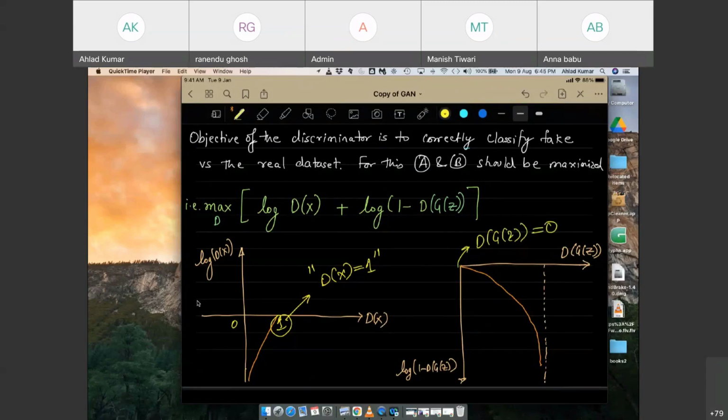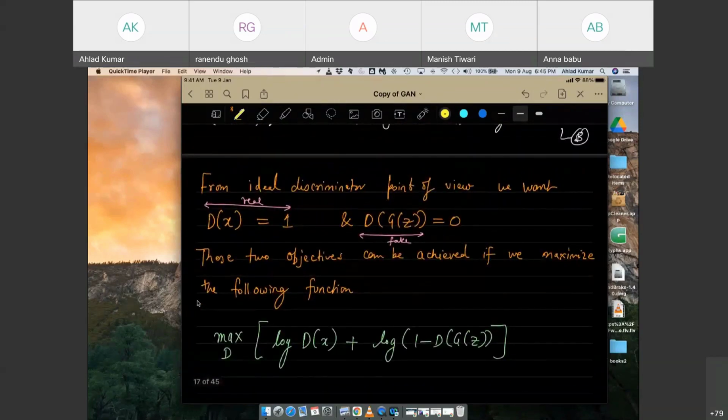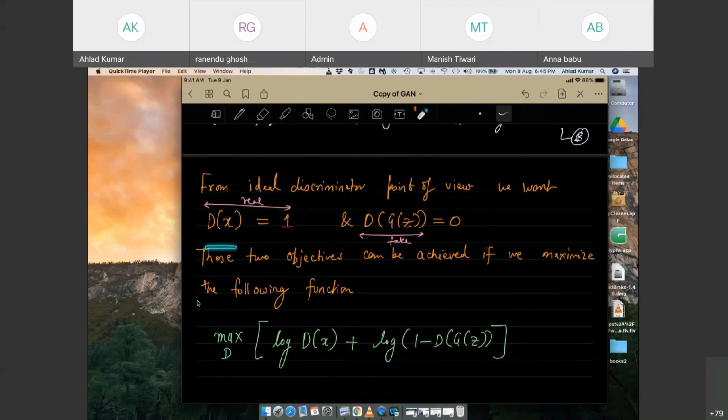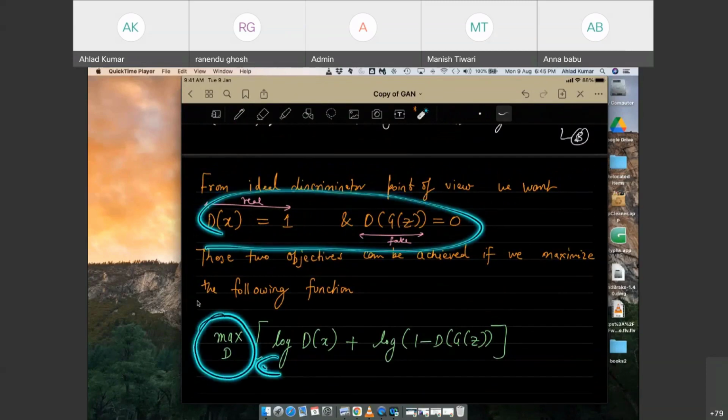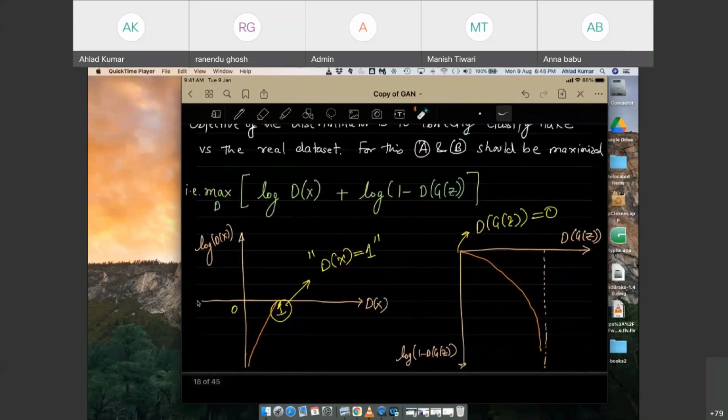So ultimately, we started off with the objective that our D of x has to be 1 and D of G of z has to be 0, and we were thinking, can we achieve this target by maximizing this argument? Can we do that? Yes, it is possible. As you can see here, if you do a maximization on both of these curves, you will get these values which you were trying to achieve from the ideal discriminator. So if you do a maximization on this argument, you will get the ideal value of the discriminator.